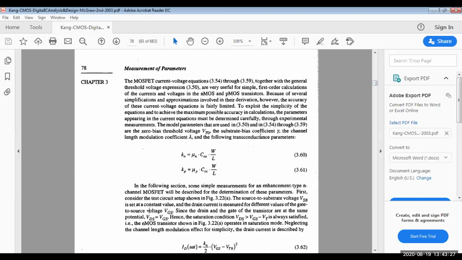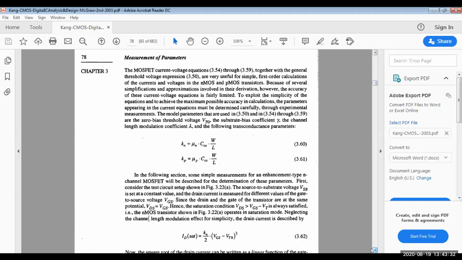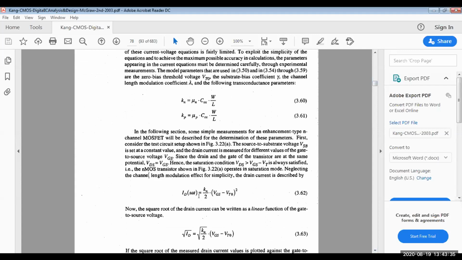You have seen the ID equation here. This is the ID saturation equation. So, this Kn by 2, what is it? If you recall the ID saturation equation, that was mu n Cox W by L by 2. So that mu n Cox W by L is the Kn. As you can see here, this Kn is mu n Cox W by L. So that term we are saying as Kn. That parameter is actually the transconductance parameter.